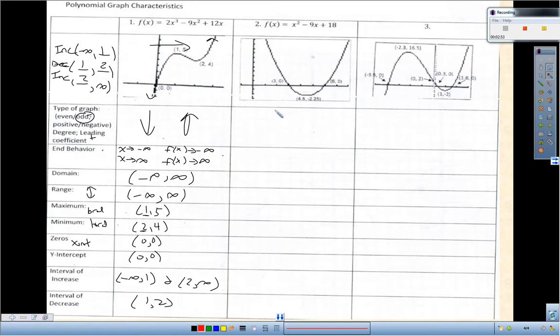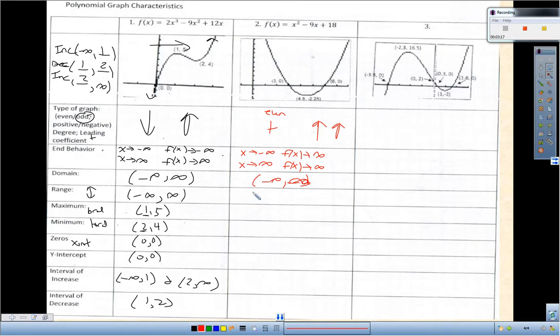Notice that this is an even degree with a positive lead coefficient, so my end behavior should be going up on the left and up on the right. If I write this out, as x goes to negative infinity, my function needs to go to positive infinity. As x goes to positive infinity, my function should also be going to positive infinity. Alright, the domain, no surprise here, negative infinity to positive infinity, but my range is different.